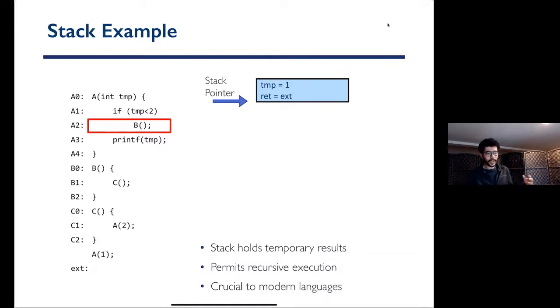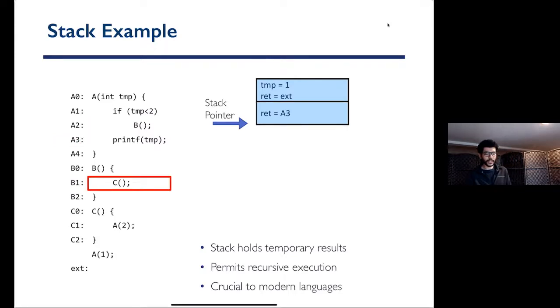Here is another function call. What do we do? We push variables and return addresses. If you look at B, it has no variables, so we're not going to push anything for variables, but we're going to push the return address. Once we're done with B, we want to go to A3, so we say the return address is A3. That's where I want to go once I'm done.